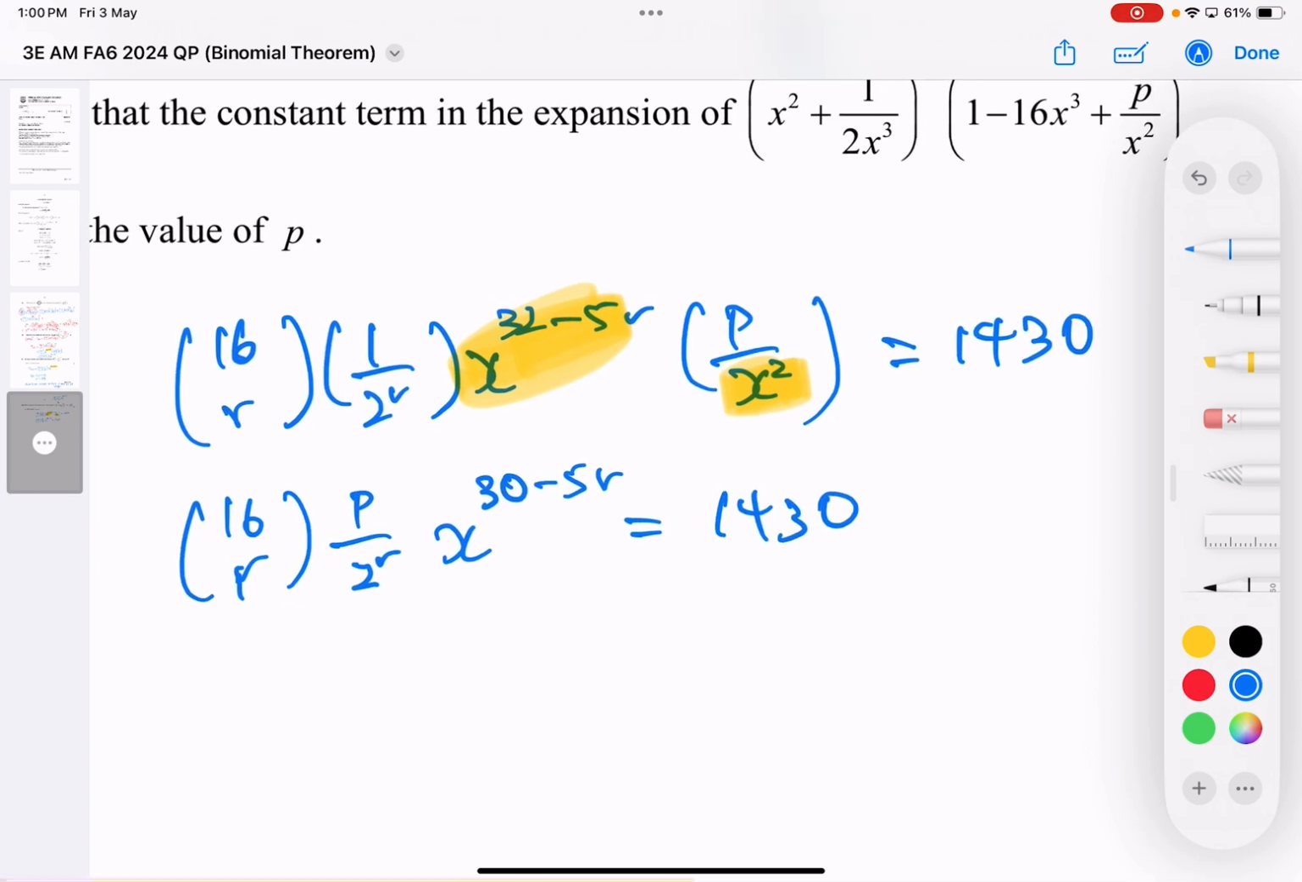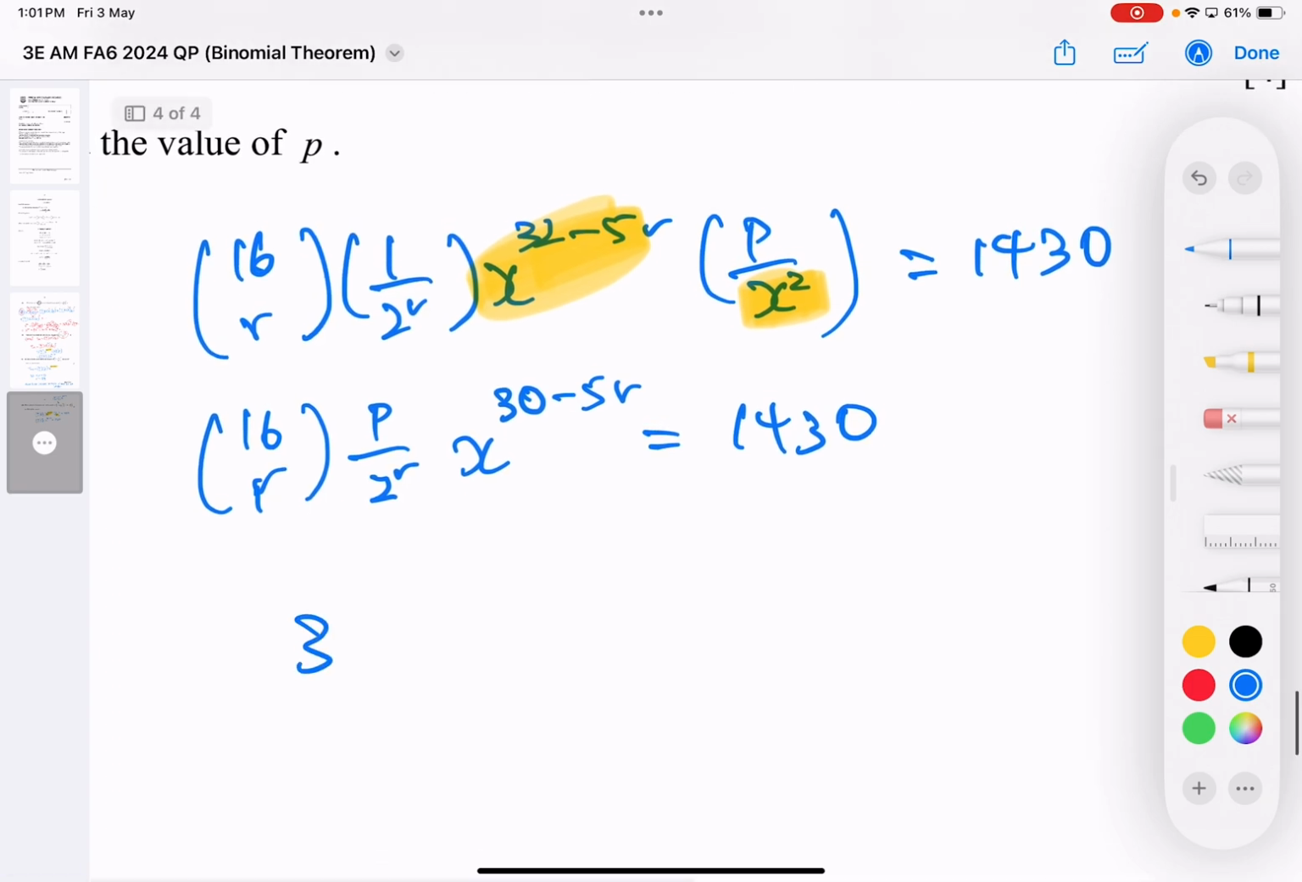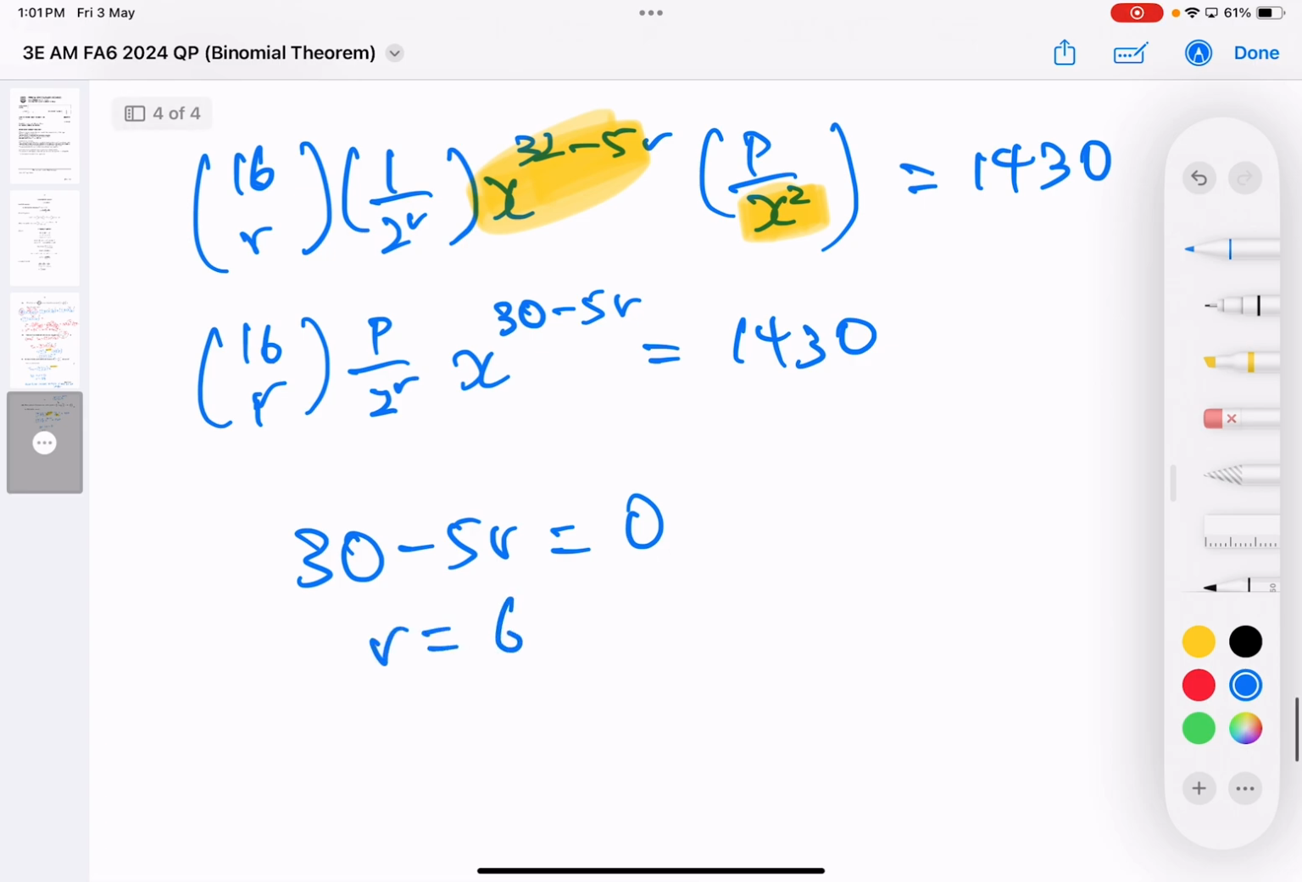Now, this is the part that is a bit challenging. If I want this to be a constant, what do I want this number to be equal to? If I want this whole thing to be a constant, it means I shouldn't have any x, right? So what should this be equal to? 0. So I'm going to have to take 30 minus 5R equals 0. So my R must be equal to 6.